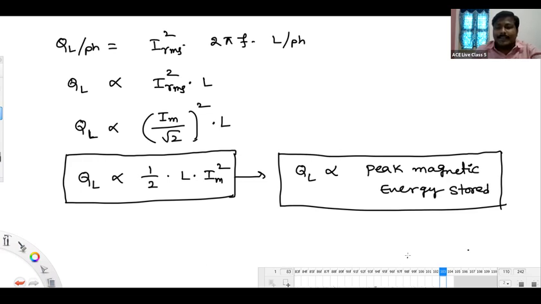I will ask one very simple question to you. What do you mean by reactive power? What's the definition of reactive power? What is the definition of reactive power?